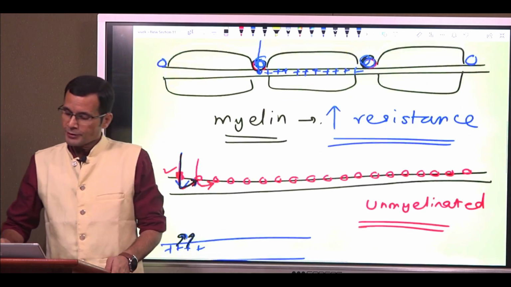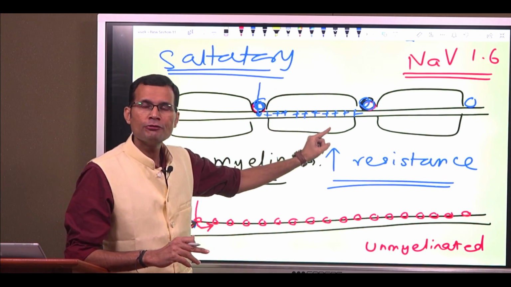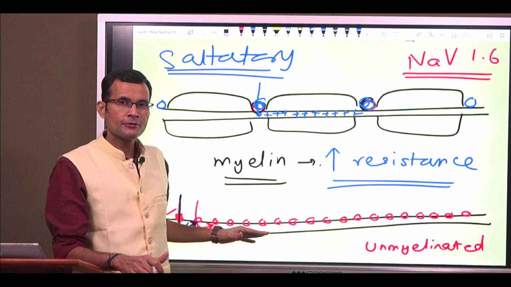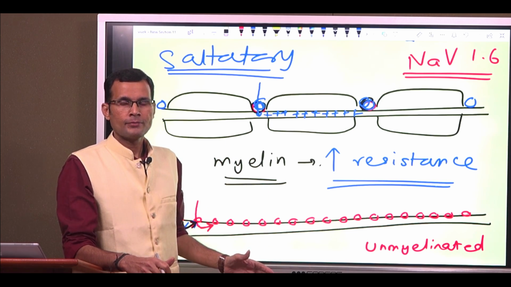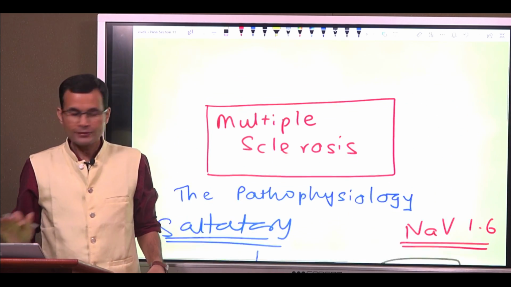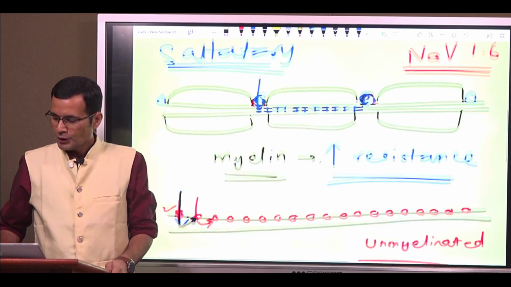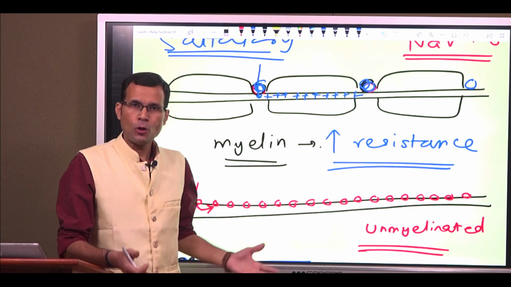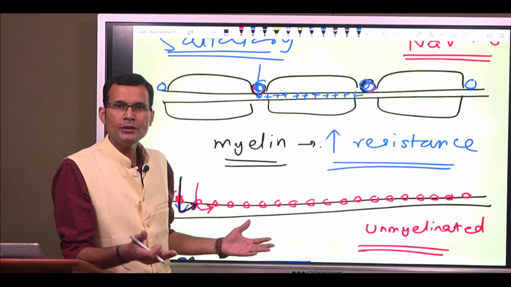The point is, when a myelinated nerve fiber loses its myelin sheath, it's called demyelination, and multiple sclerosis is a demyelinating disease. So, if the myelin is lost, what is the result? What is going to happen?